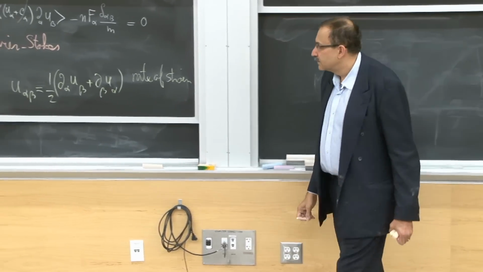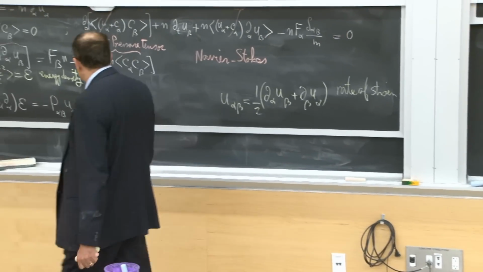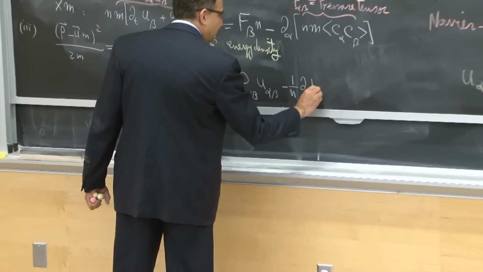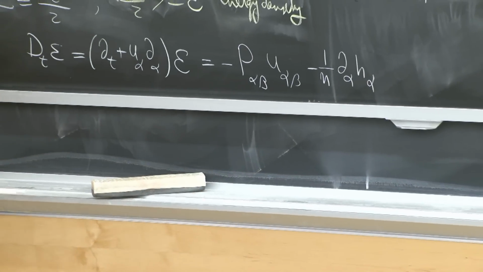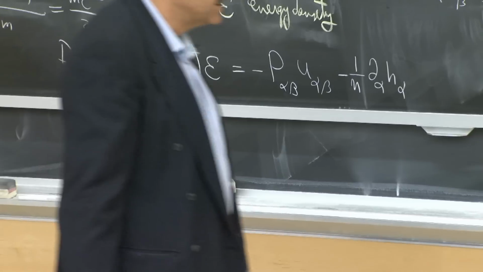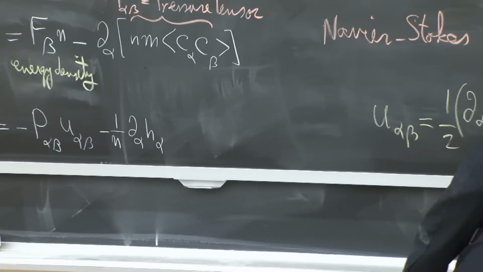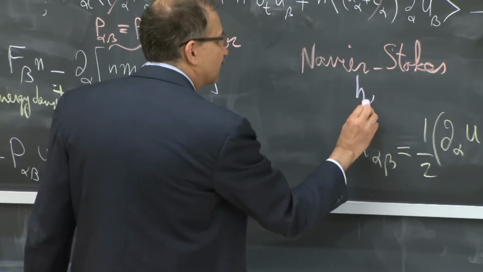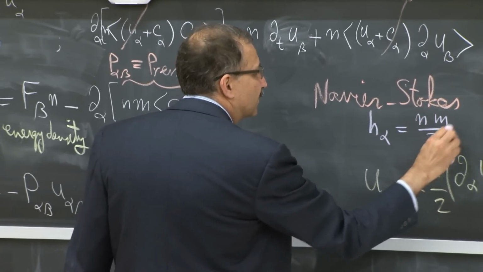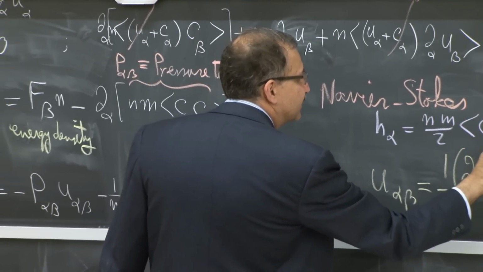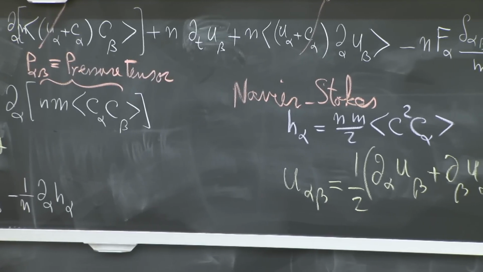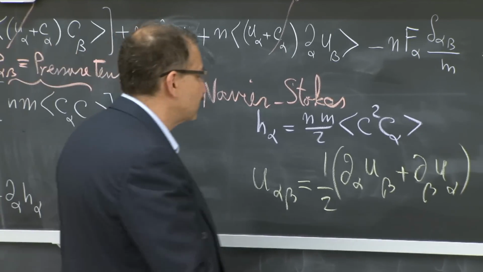And then there's another term, which is minus 1 over n d alpha of h alpha. And for that, I need to define yet another quantity, this h alpha, which is n m over 2, the average of c squared and then c alpha. And this is called the heat transport.